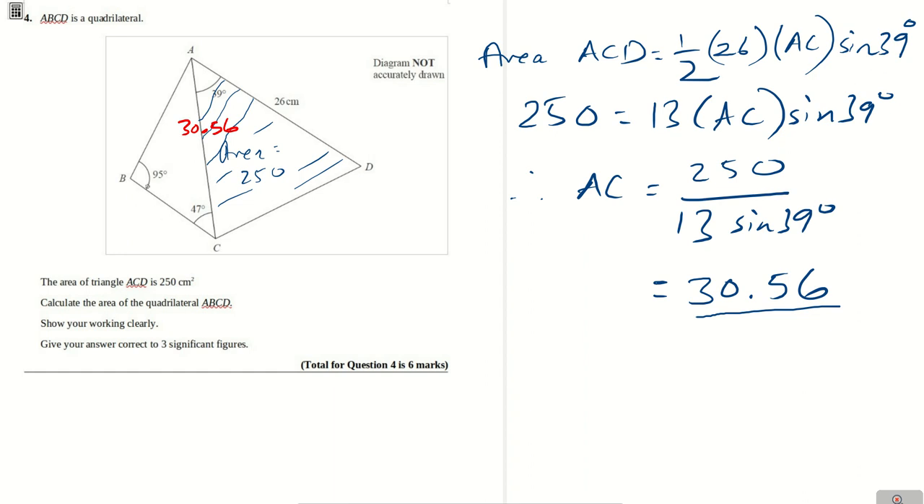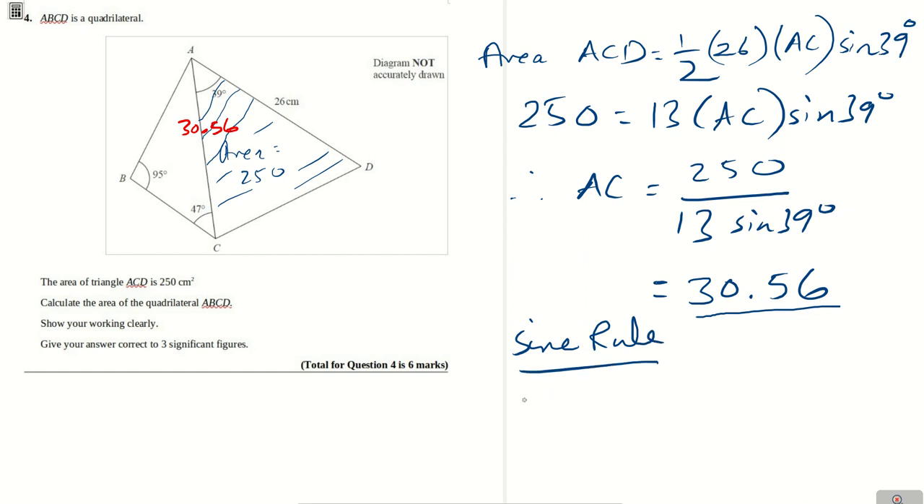But in order to find the area of triangle ABC, we're going to need the length of line BC as well, and we can then do a half of BC times AC, or 30.56, times the sine of 47. But before we can do that, we need to find out the length of BC, and to do that we can use the sine rule.